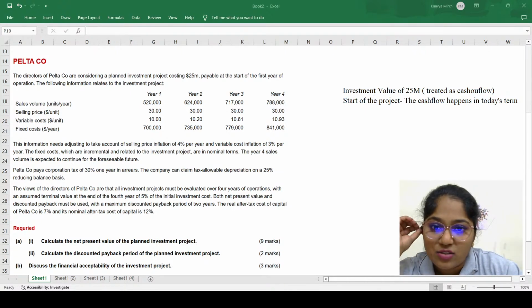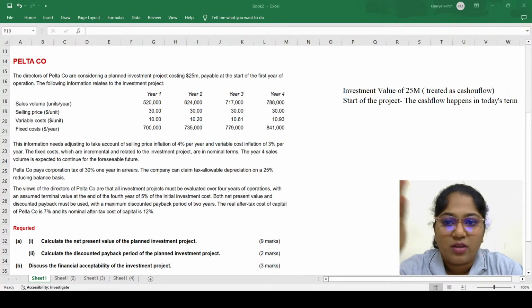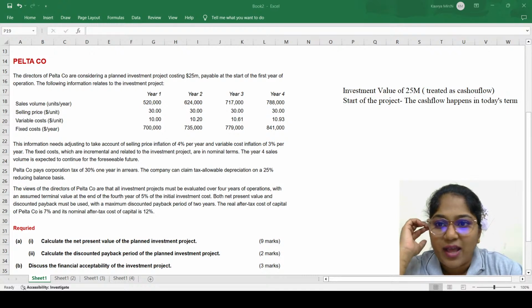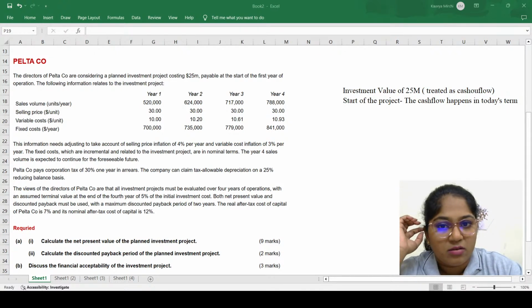Next, they're trying to say the year 4 sales volume is expected to continue for the foreseeable future. So from year 5, year 6, year 7, we can expect to have the same value of sales, which is 788,000 units.